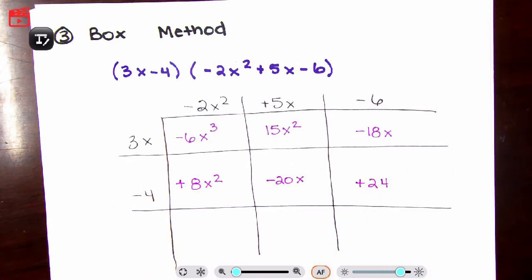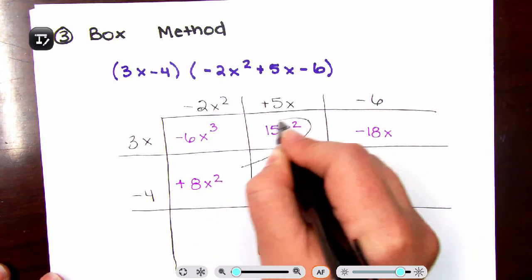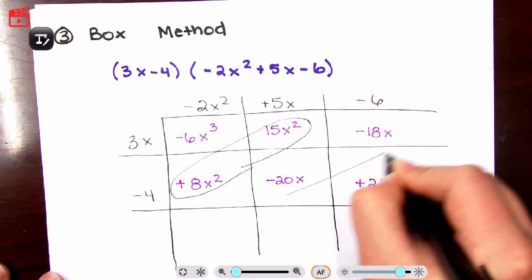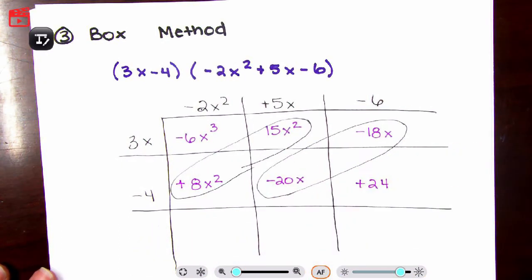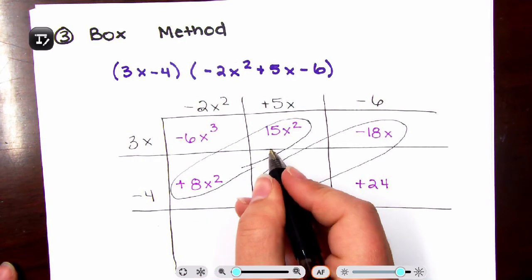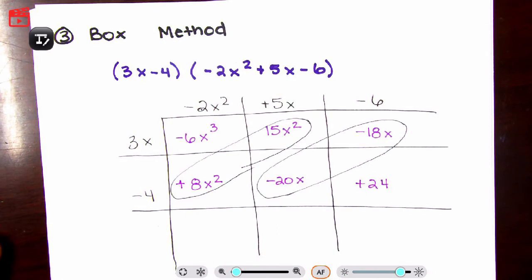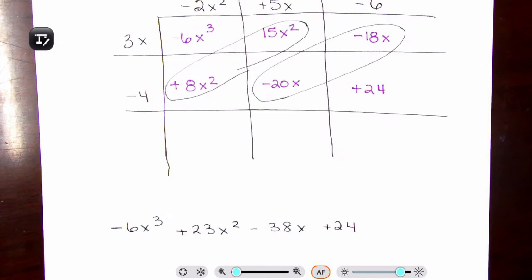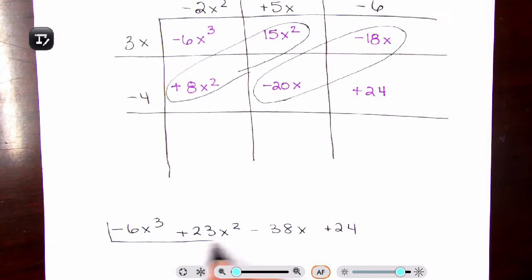From here, you can notice that things diagonally can simplify. Make sure you have like terms. So I have a 6x cubed, 15 minus 8, so 7x squared. Here I have negative 38x and a 24 left over. So this is our final answer here for the box method.